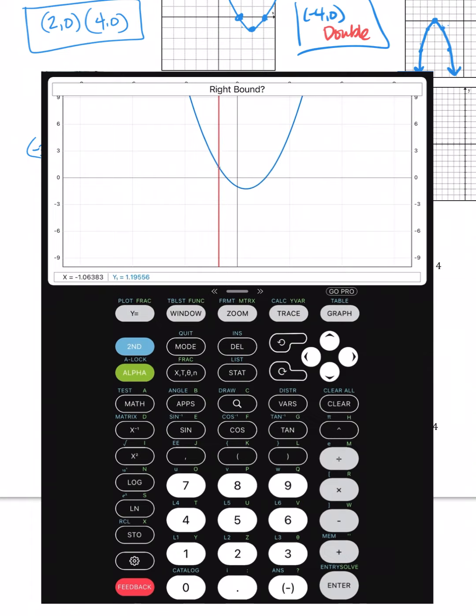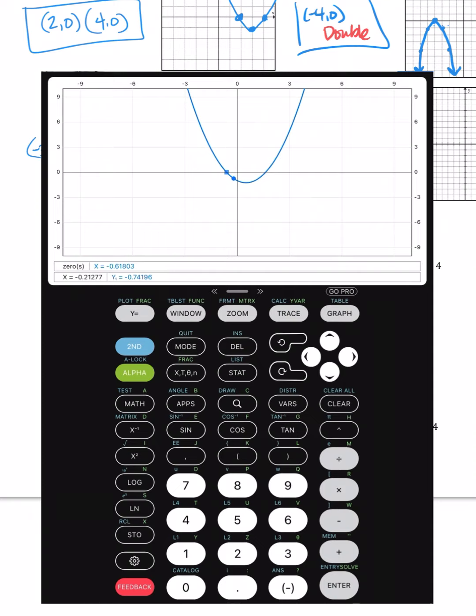Then it says, where's the right boundary? Well, the right side of that first 0, I'm going to go until I'm on the right of it. All right, and then I hit enter, and it found that exact point. So you're basically narrowing down where it could be. So there's the first 0, negative 0.618 or 0.62.